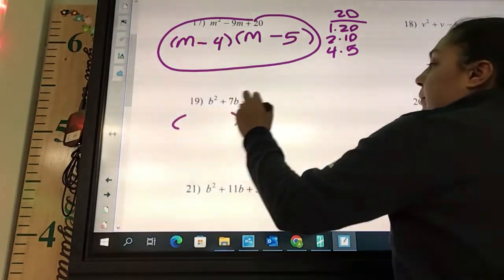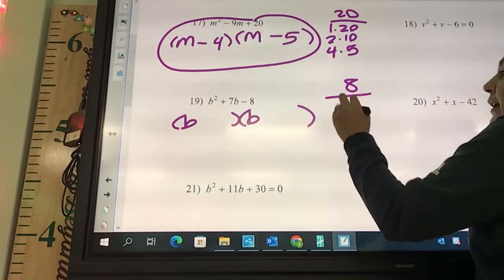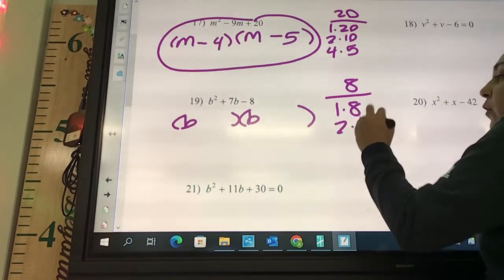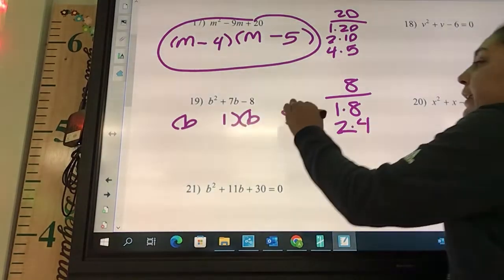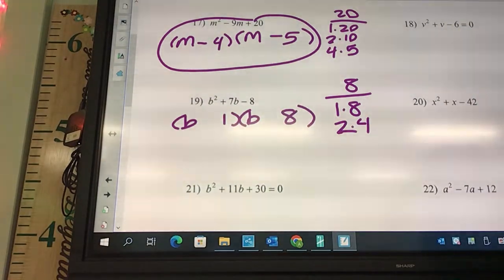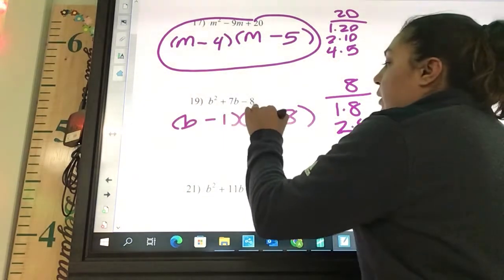Okay, 19. I got B and B. For the 8, I got 1 and 8, 2 and 4. What can I use to give me a 7? 1 and 8. I need a positive 7. Minus plus. Do we stop or keep going?